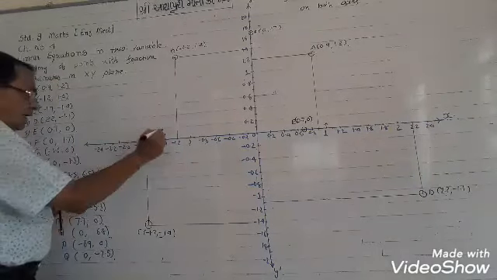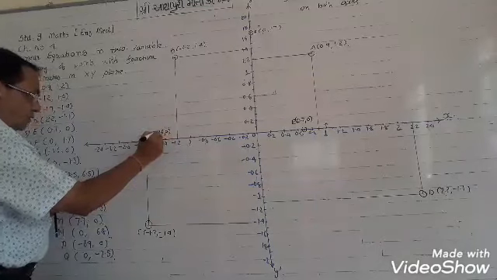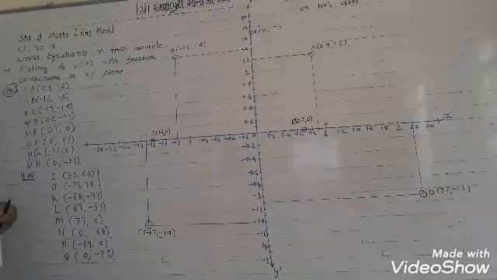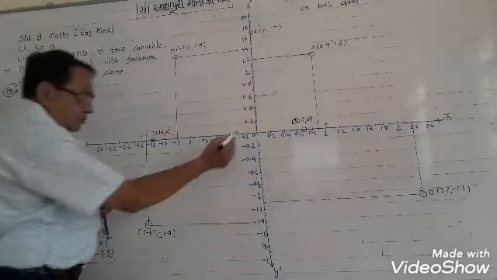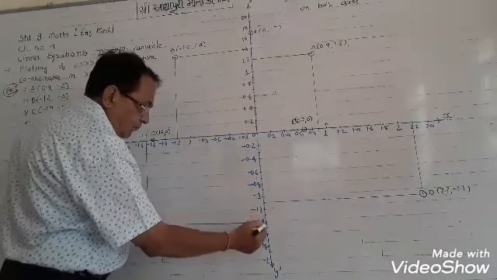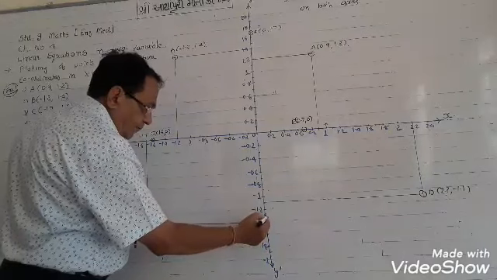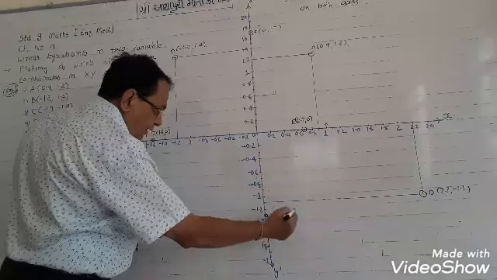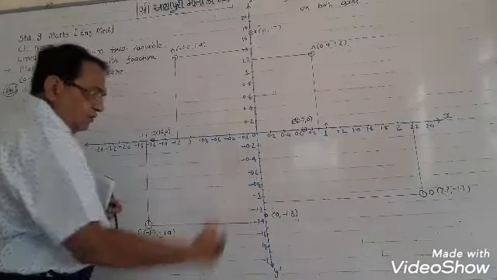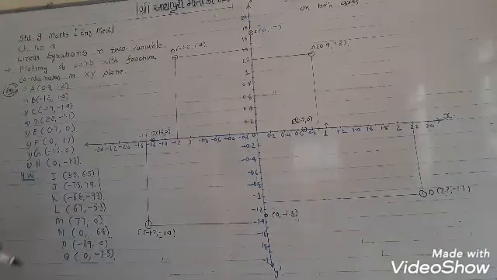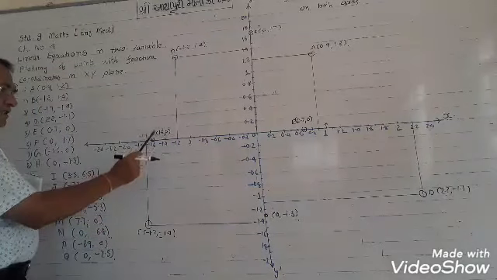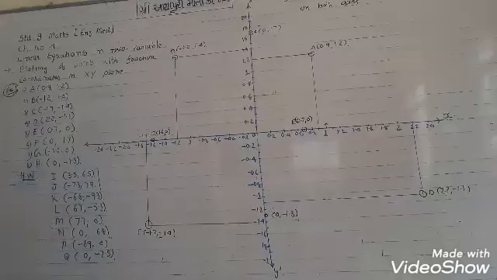Next, (0, minus 1.3). So it is on the y-axis because the x coordinate is 0. Here the y coordinate is 0, so it is on the x-axis.